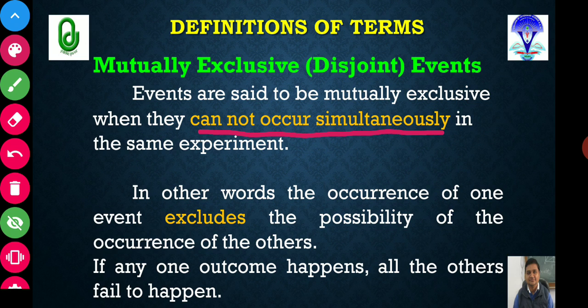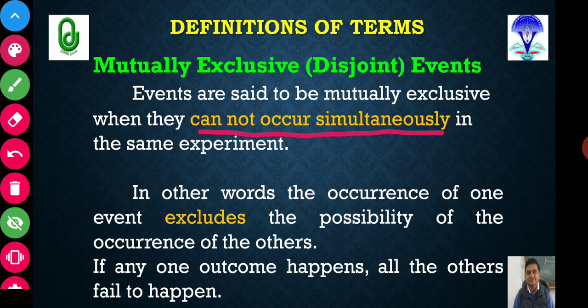If two particular events are not occurring simultaneously, how is it that they will not occur simultaneously? Suppose you tossed a coin. It is not possible that both head and tail will come together. If head is coming, there will not be tail. If tail is coming, there will not be head. Such kind of event is known as mutually exclusive event.